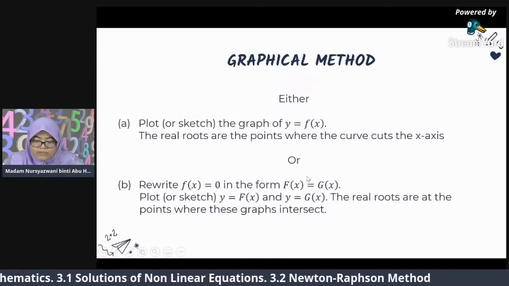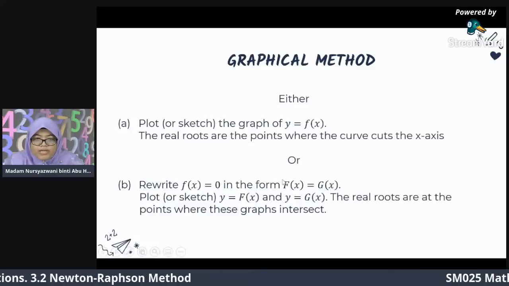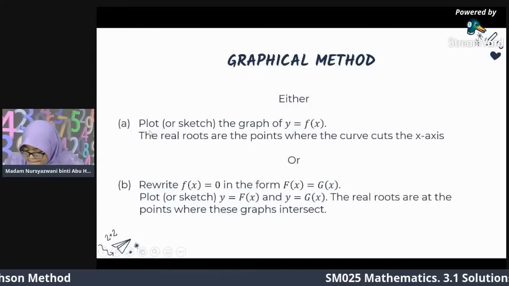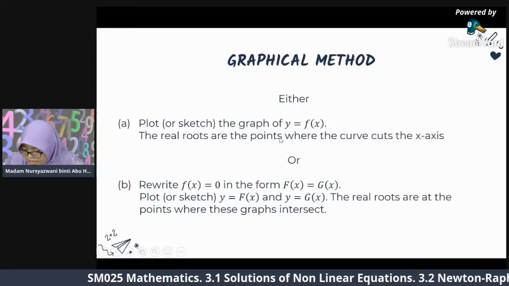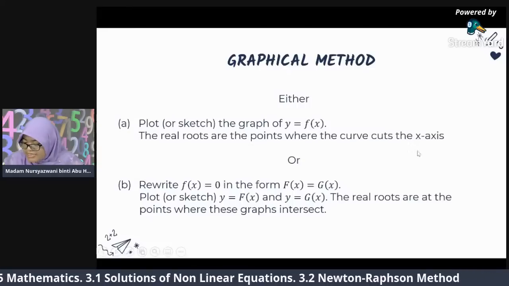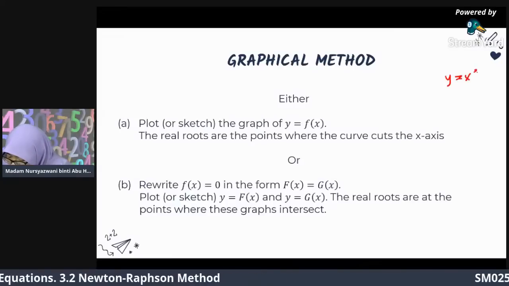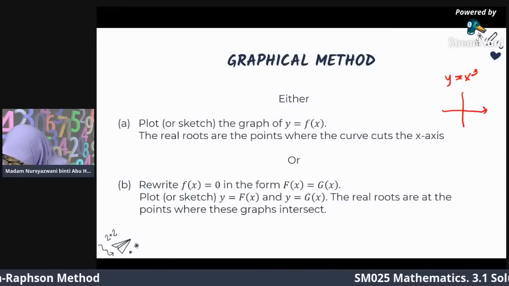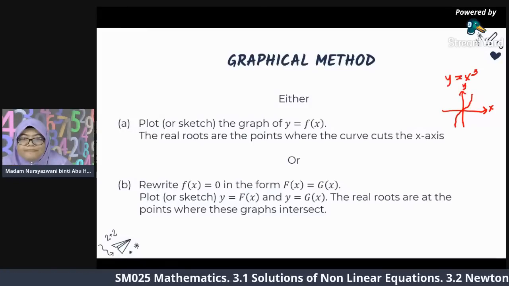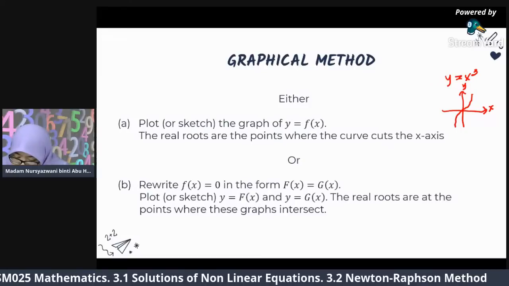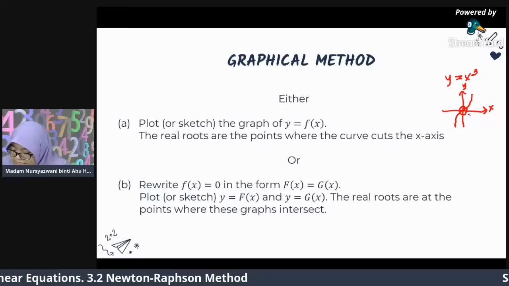Okay, how to determine first approximation by graphical method? There are two ways of graphing. Either plot or sketch the graph of y equal to f(x). The real roots are the points where the curve cuts the x-axis. Okay, for example, saya bagi contoh kat sini, y equal to x cube. So you sketch the graph curve y equal to x cube. When the curve cuts the x axis, so here is the root.